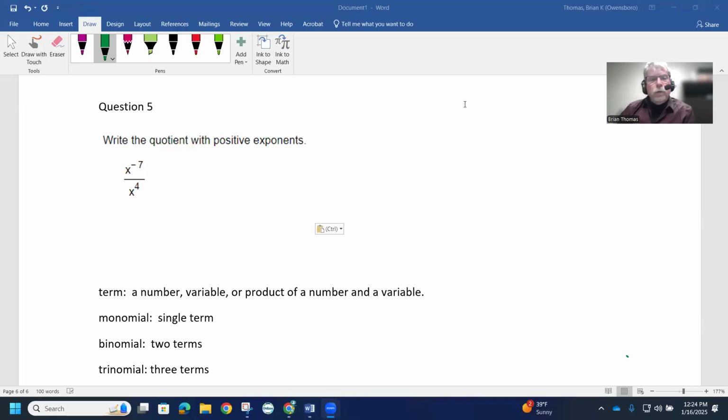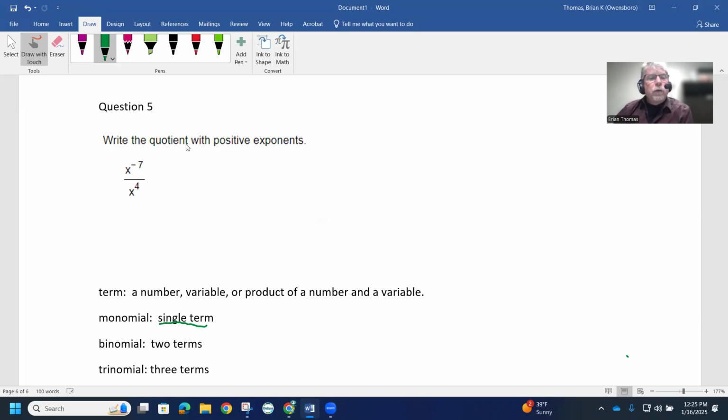So again, we're working with polynomials, but notice how we're really working in this case with a monomial. A monomial is a single term. So remember, a term is a number, a variable, or a product of numbers and variables. So a product of a number and a variable.